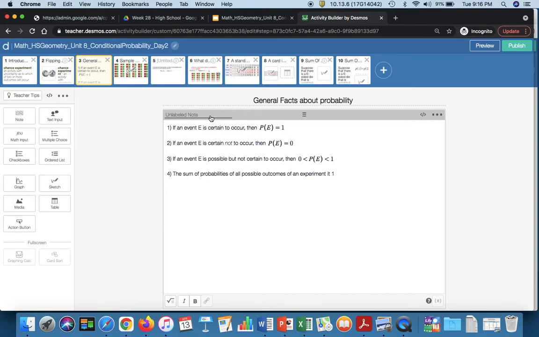Again, reinforcing that if an event is possible but not certain to occur, it's between 0 and 1, right? And I think that really goes hand in hand with this fourth fact, that the sum of probabilities of all outcomes of an experiment is 1. I'm going to fix that right there.